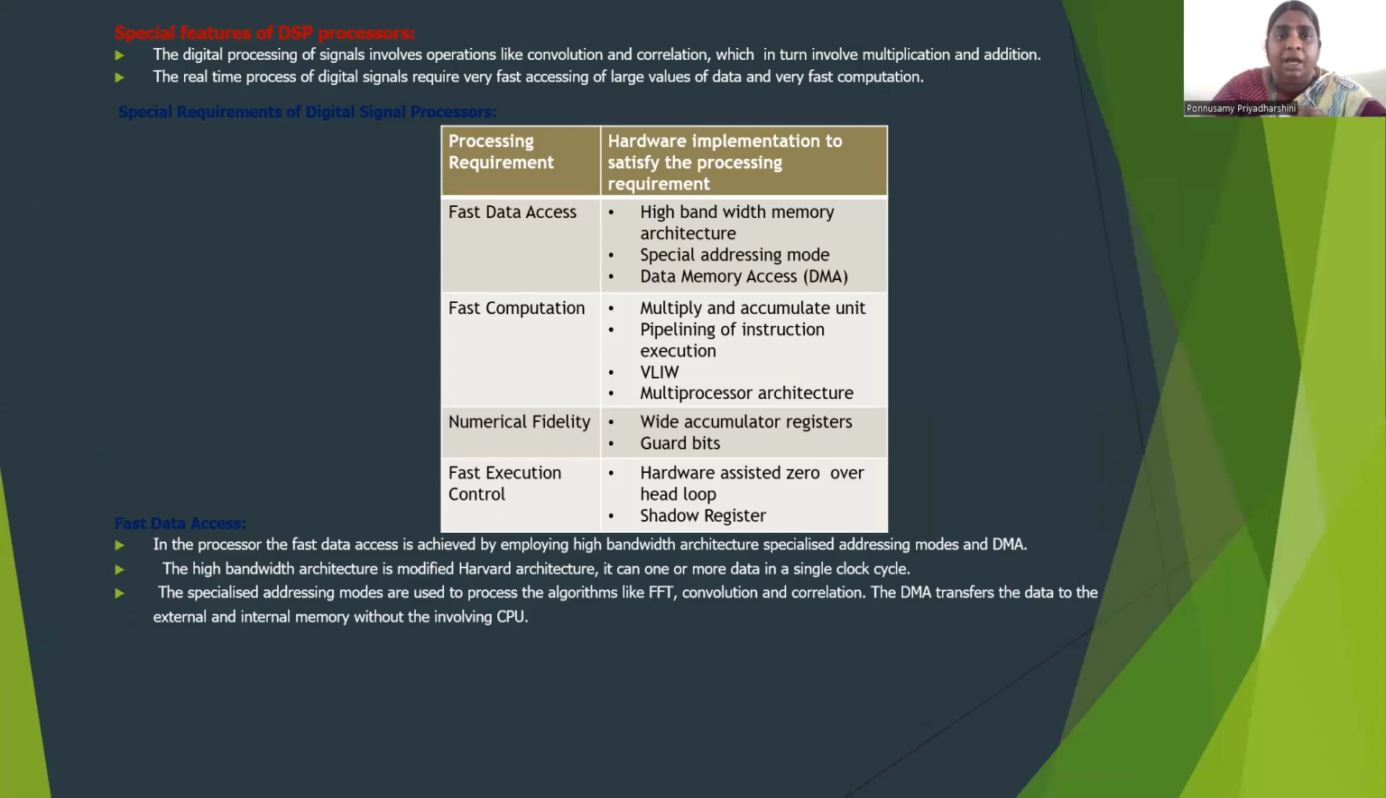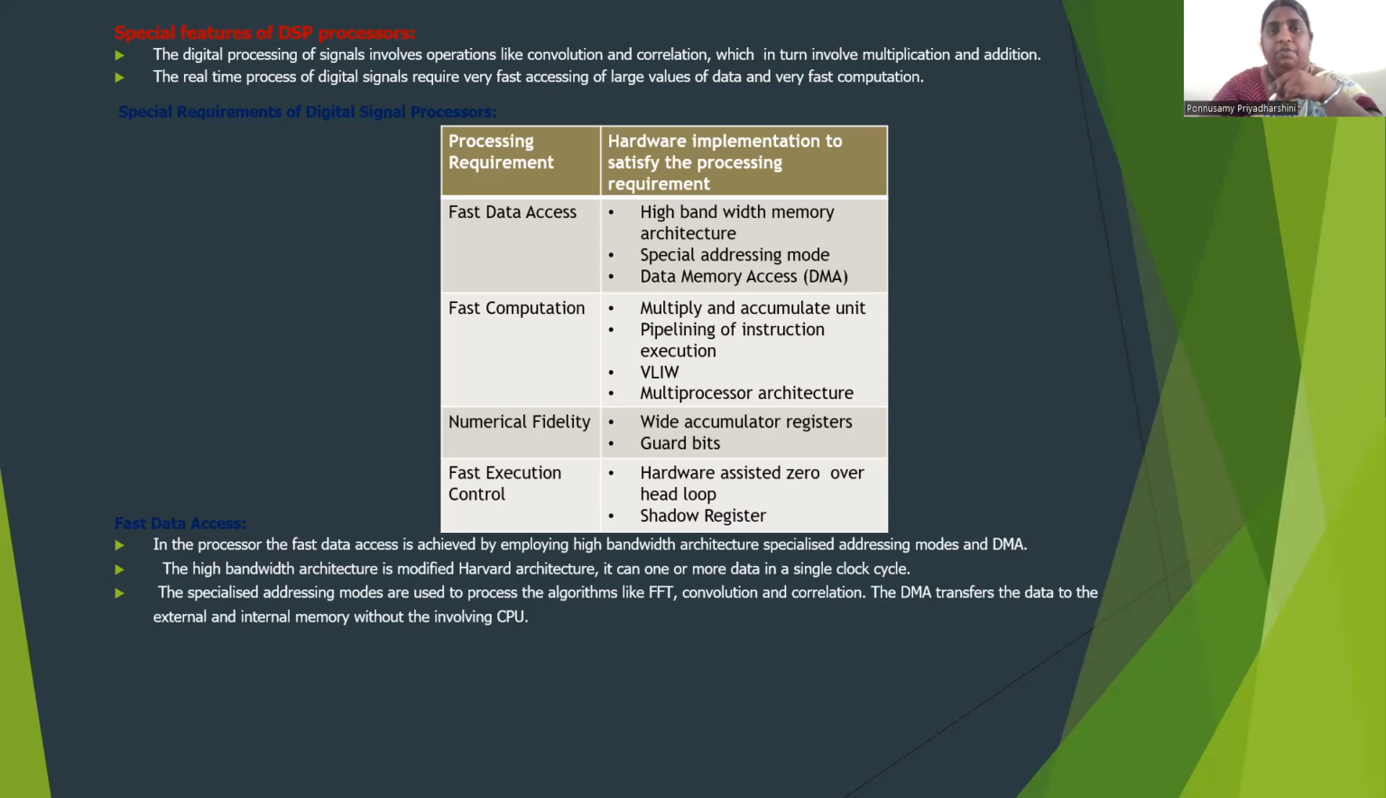At the same time, as a real-time processor, very fast access of large values can be done. For example, in fast Fourier transforms and so on, the computation value will increase. So for that, we need a larger memory as well as fast calculation. Everything can be done by using a DSP processor as early as possible.